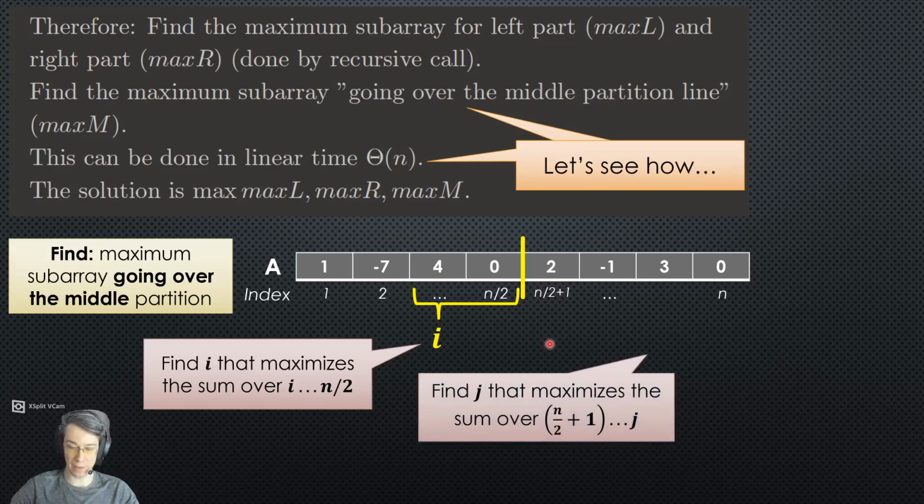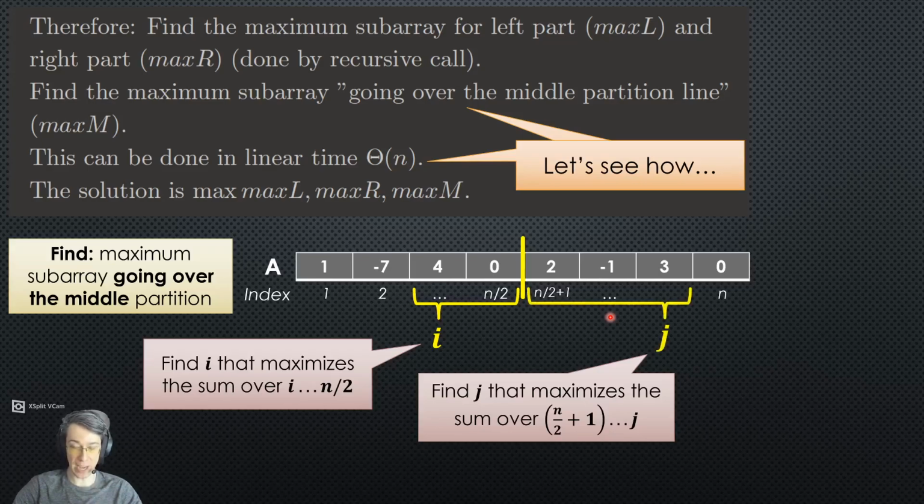And then we're going to want to find a j that maximizes the sum from n over 2 plus 1 up to j. So j is going to be on the right half. We know we're looking for a subarray that goes over the middle partition. So i is going to be in the left half, and j is going to be in the right half. That restricts the sets of i's and j's that we have to check a little bit.